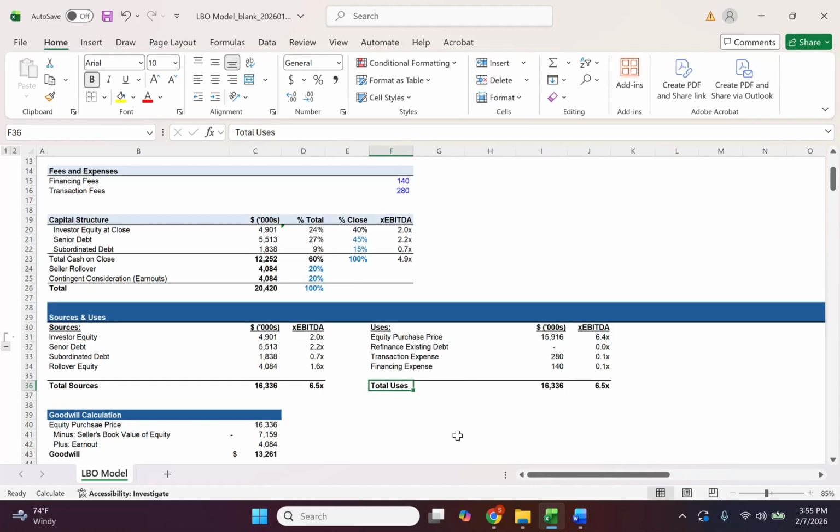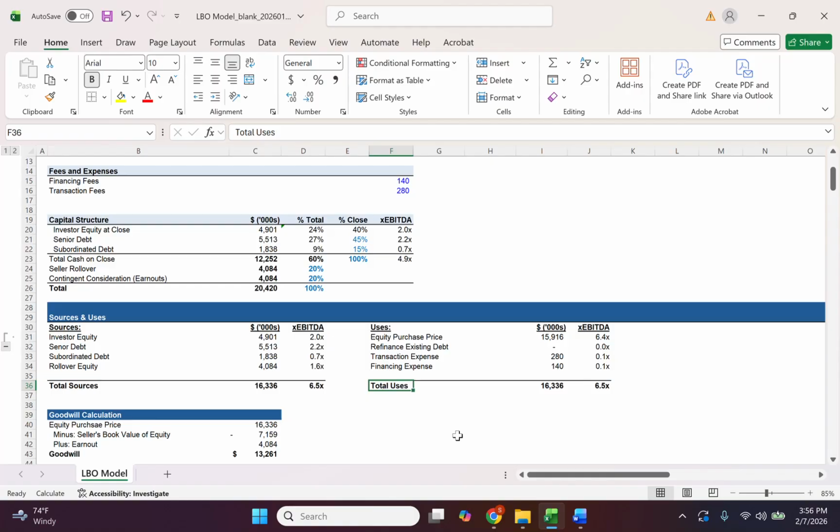Now let us walk through the uses side where that capital is allocated. The equity purchase price is adjusted for transaction fees and financing fees. Those fees are pulled directly from the transaction assumptions section, and the adjustment happens automatically in the model. You will notice that the equity purchase price here is lower than the $20 million headline value. That is because rollover equity and earnouts reduce the cash we need at close, even though they are still part of total enterprise value.